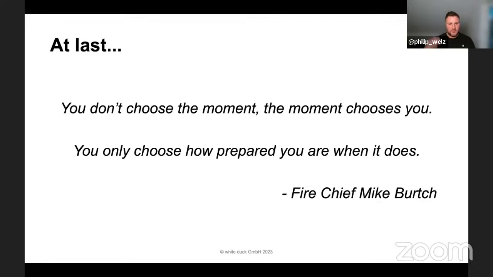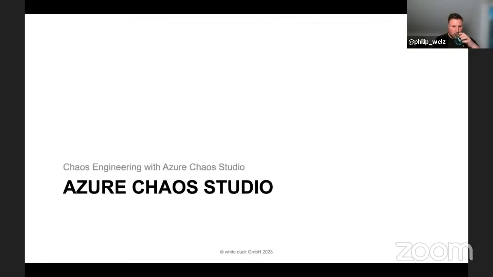That's why firefighters train on how to put out a fire with no harm to people. They are trained in these situations, and we can do the same as IT people, DevOps engineers or application developers. We can be prepared for our system when there's an outage, so that we are not surprised by the moment. Okay, now we can go on.